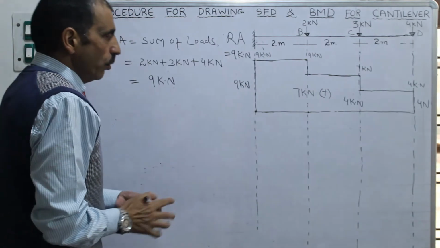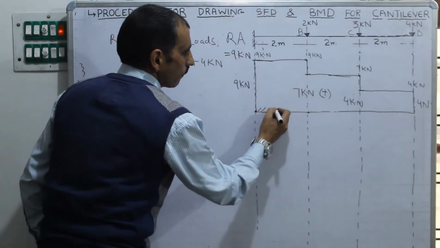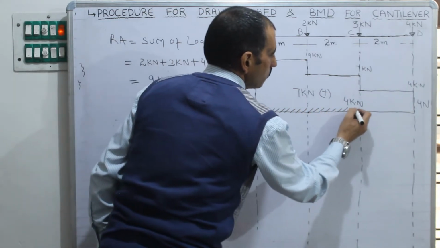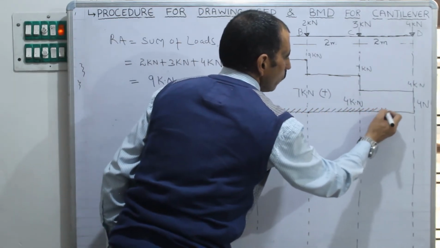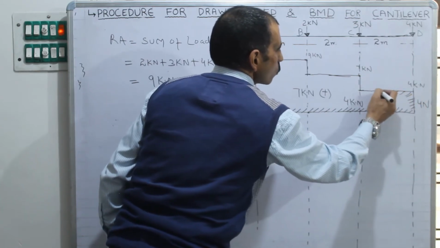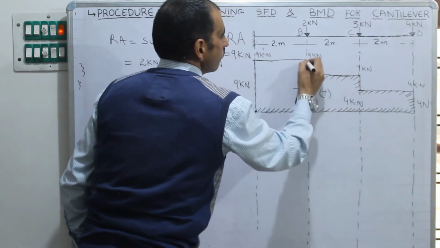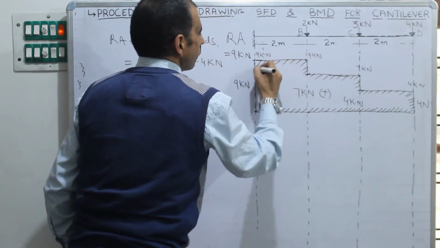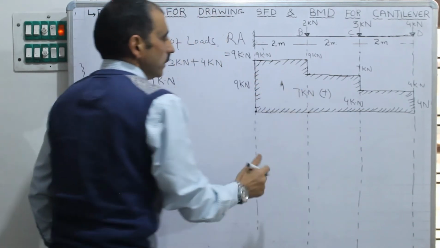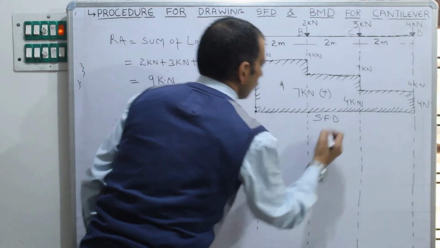After that, I will do the hatching, internal or inner hatching. Do you know why we are doing inner hatching? It is because the section is a solid section. This is the required shear force diagram.